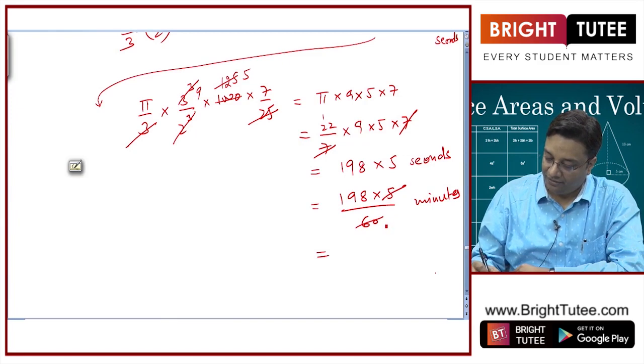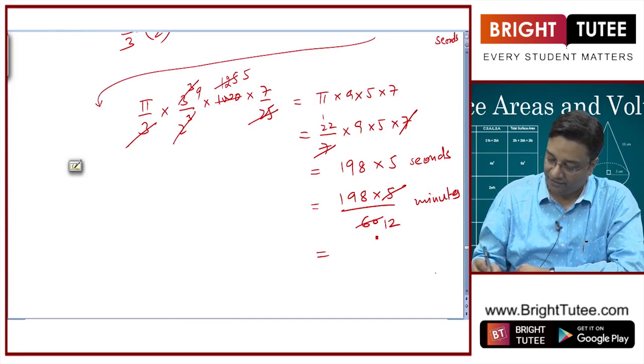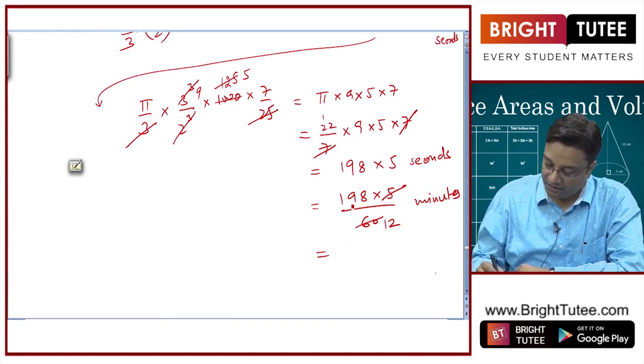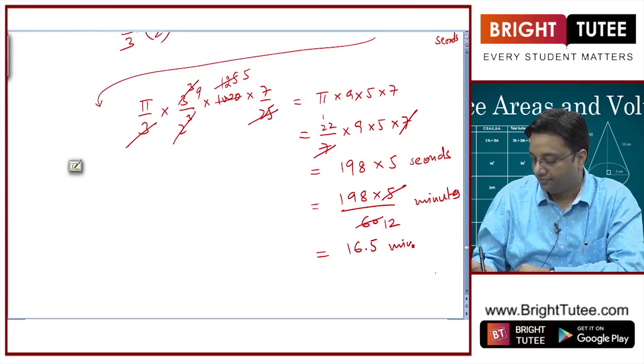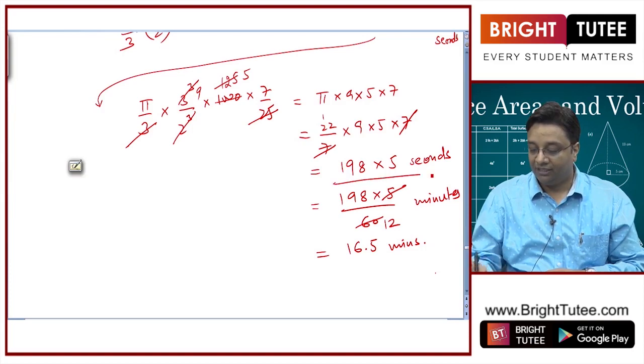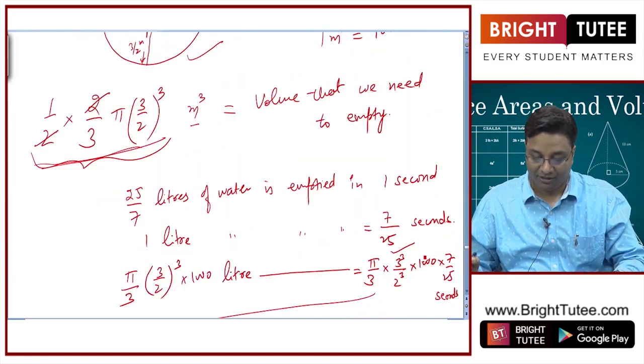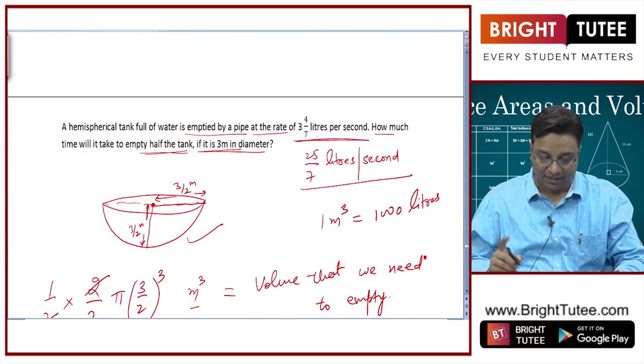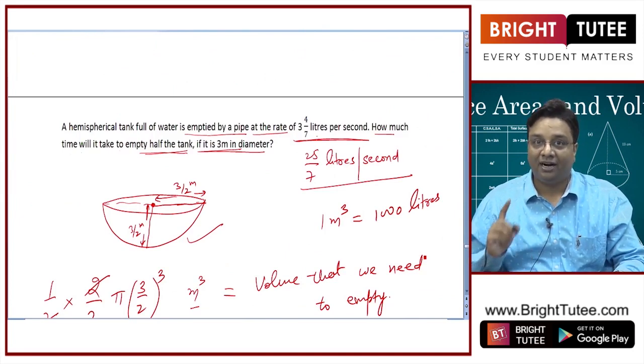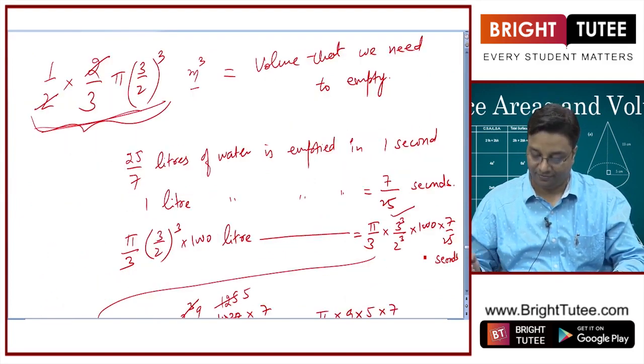So 5 into 12 is 60. So 12 ones are 12, 12 sixes are 72.5 minutes. So I have converted these seconds into 16.5 minutes. So it is the time, 16.5 minutes, that will be taken to empty half the tank, right? Okay.